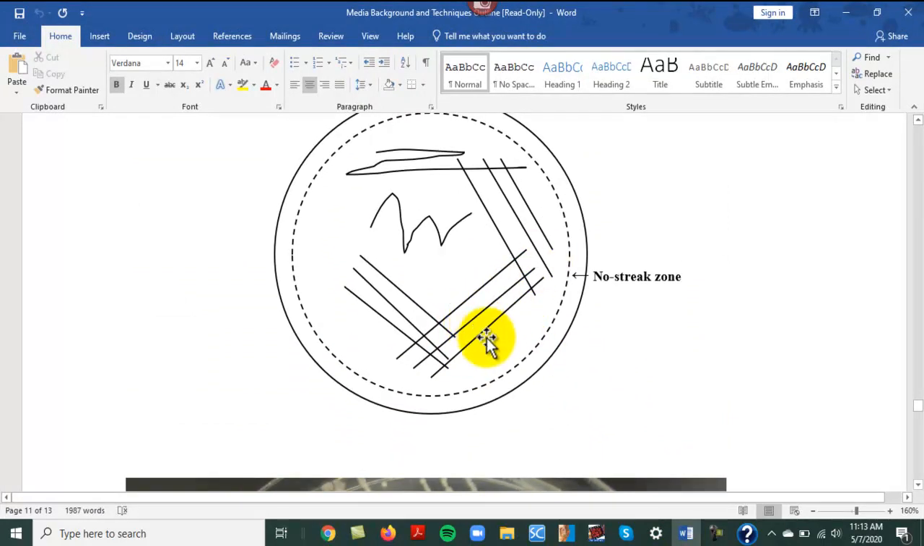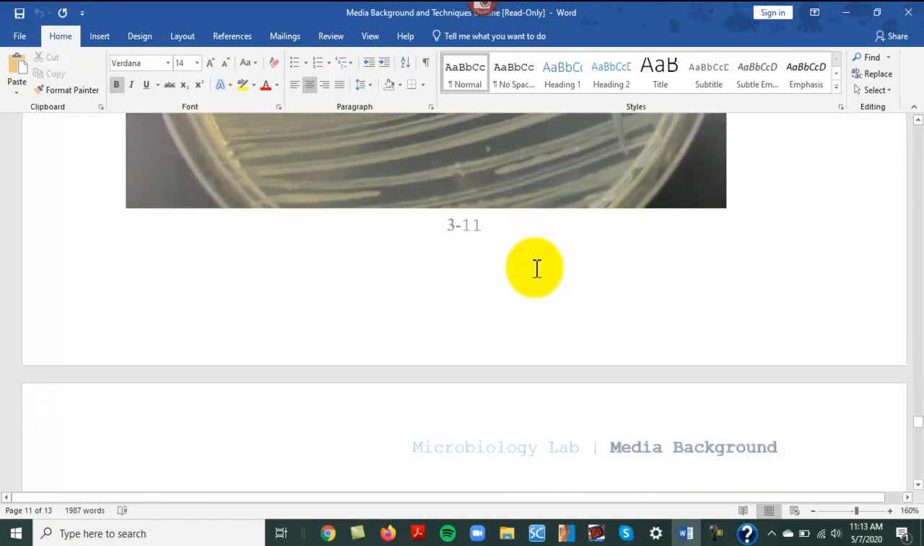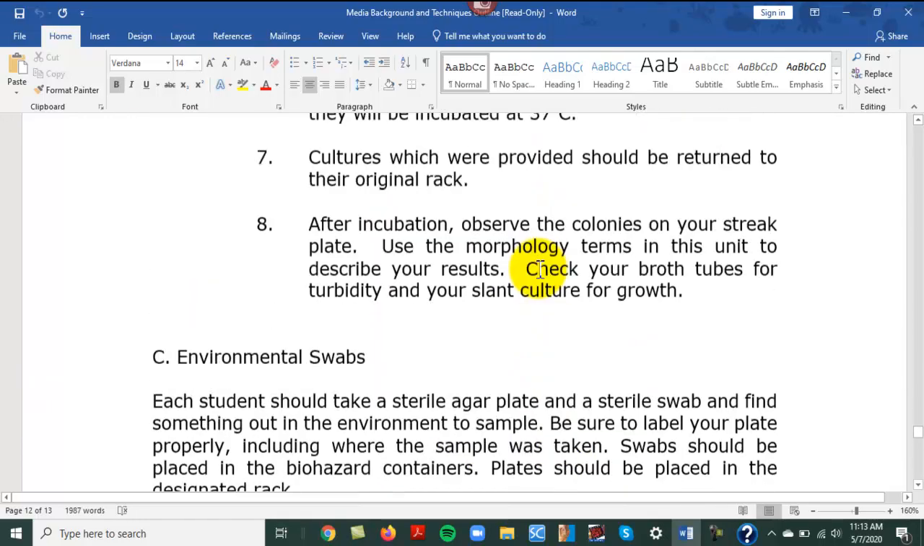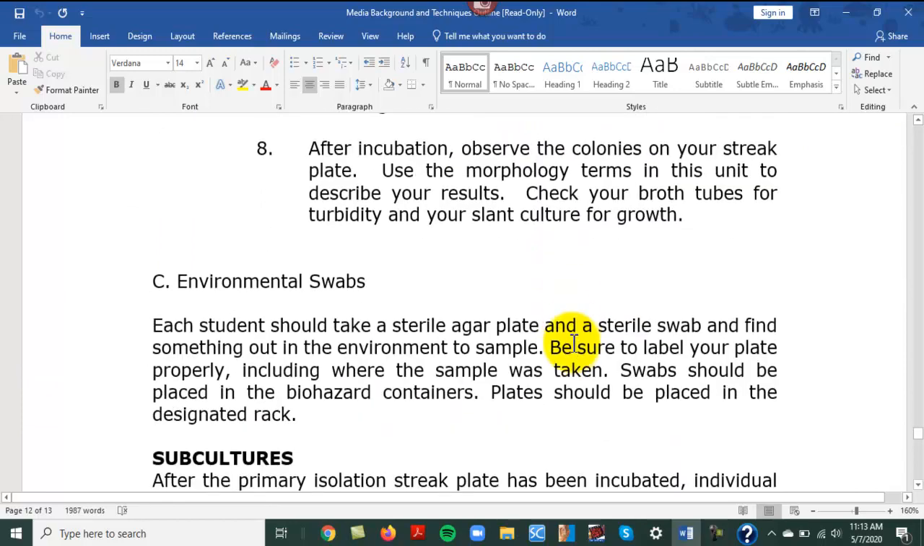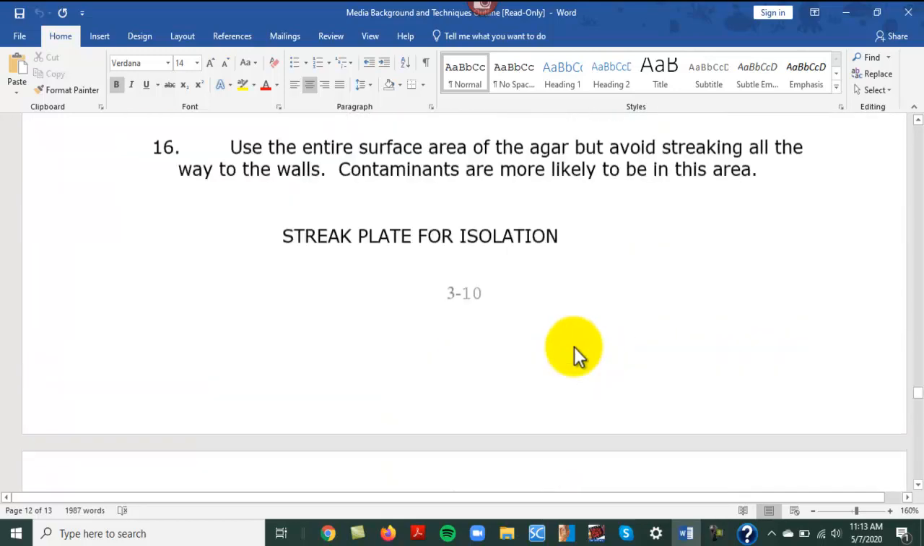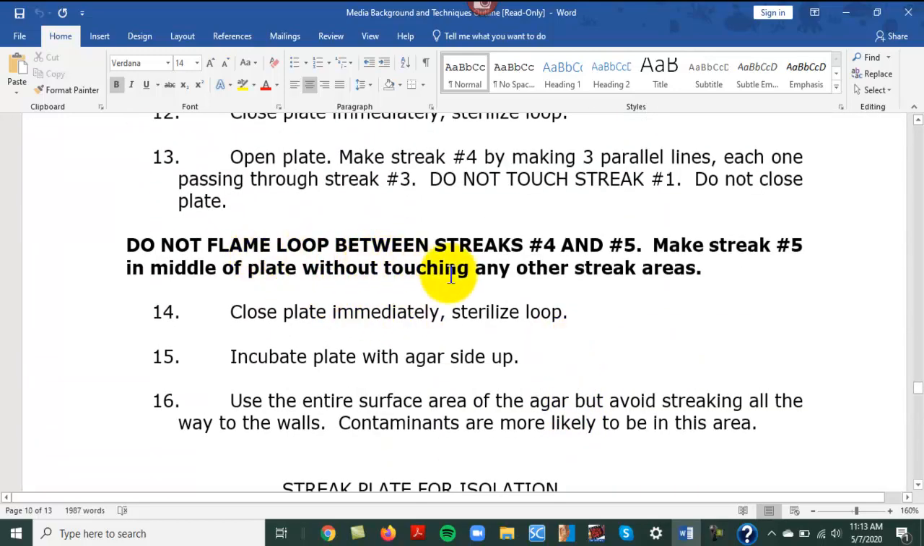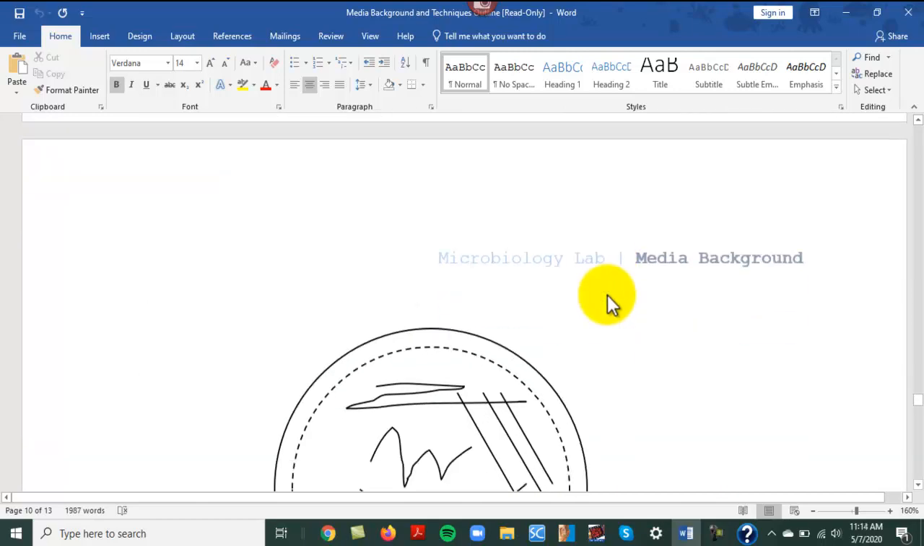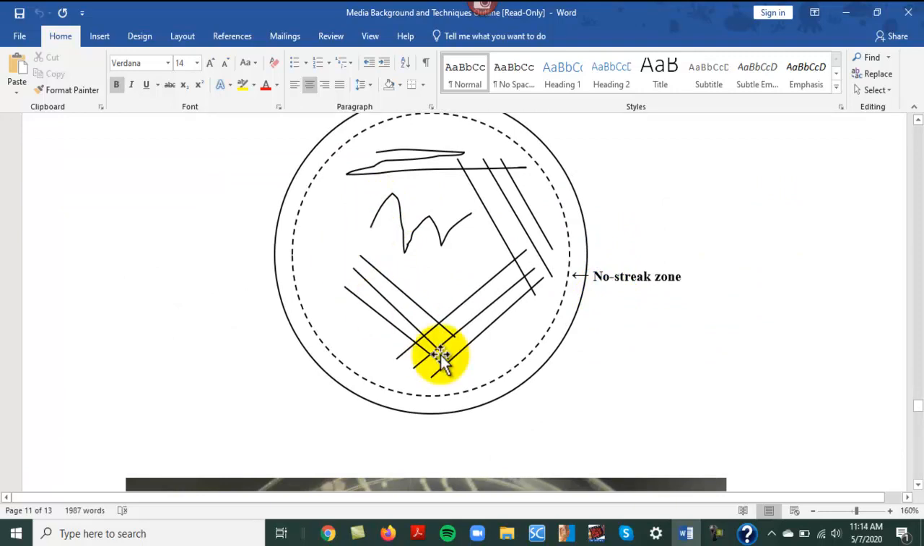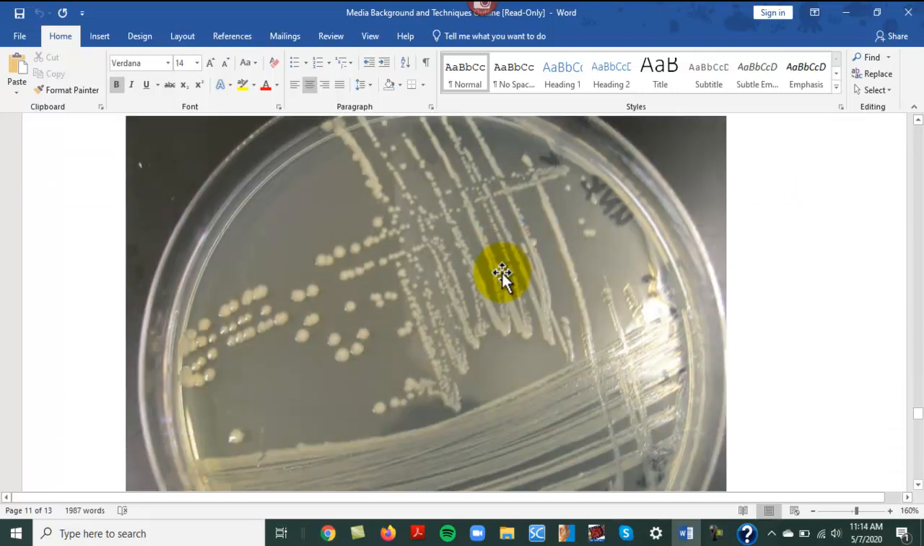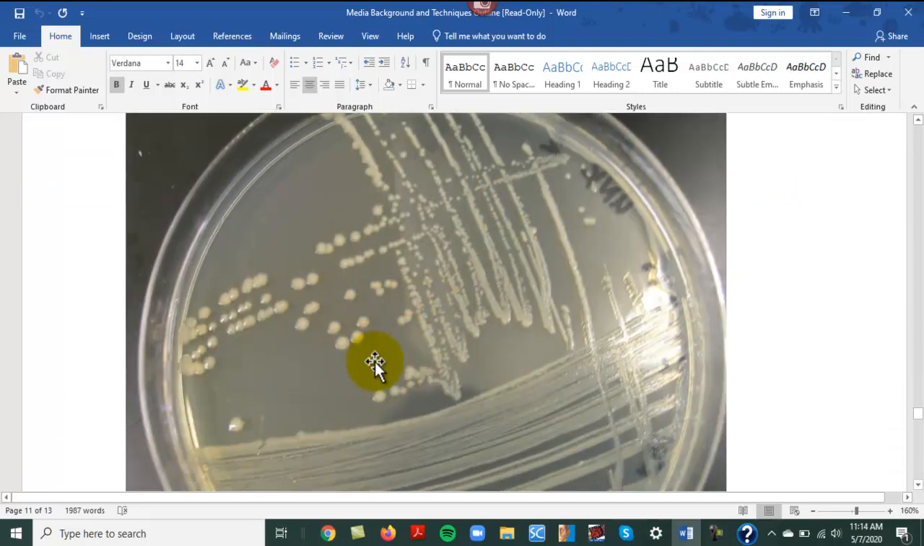Okay, you're then going to sterilize your loop again, and you're going to make a streak 4. Now, between 4 and 5, you do not sterilize the loop. And it's actually up here. So, do not flame between streaks 4 and 5. And then the 5th one, you would do the 4th one here, and the 5th one, you kind of do that. And you can see they did something like this. And there you have individual colonies.